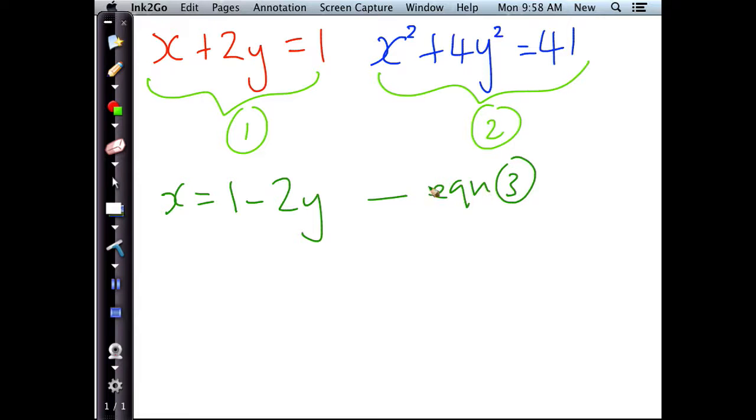At this point, things are fairly simple. That's the first step when we deal with simultaneous equations. You need to solve for one variable, and now we take that variable and we put it in the other equation.